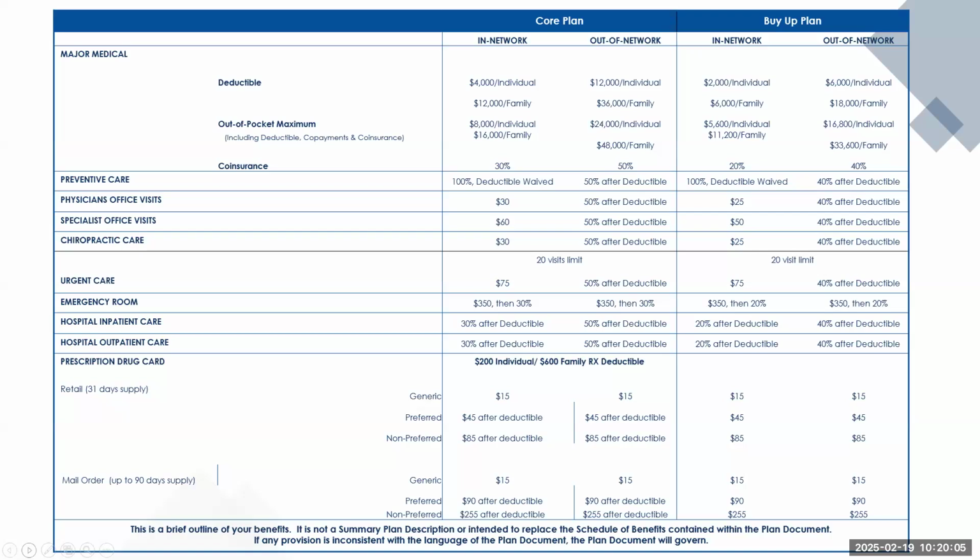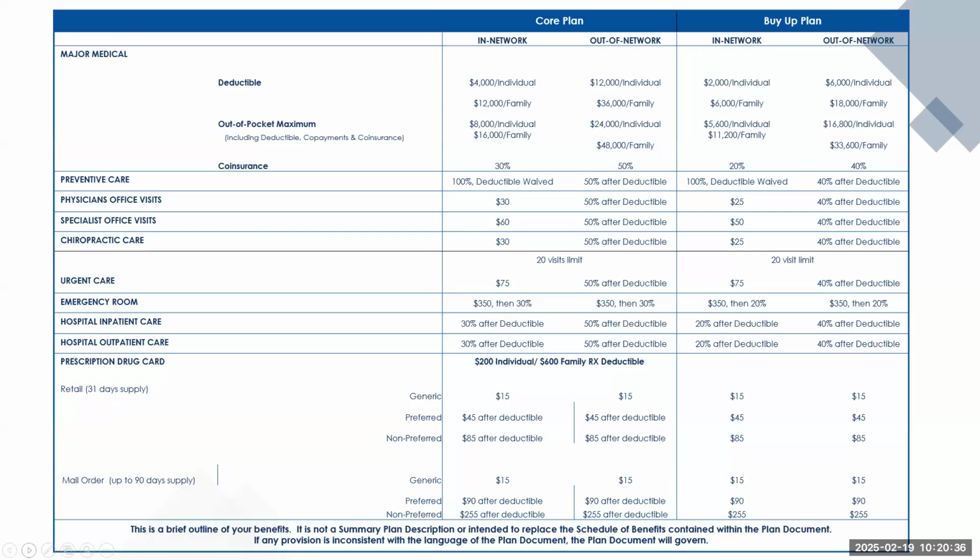And then the buy-up plan does not have an individual pharmacy deductible. So just your medical deductible applies to that as well. So then it's all copays. So $15 copays for generic, $45 for preferred, $85 for non-preferred. Same thing, go with the mail order, $15 for generic, $90 for preferred, $255 for non-preferred. And then it's the same for out of network.